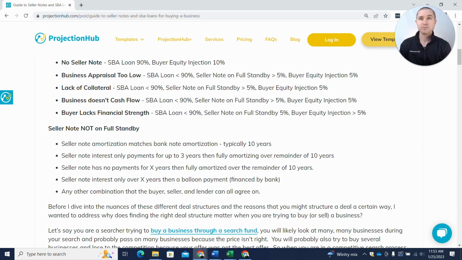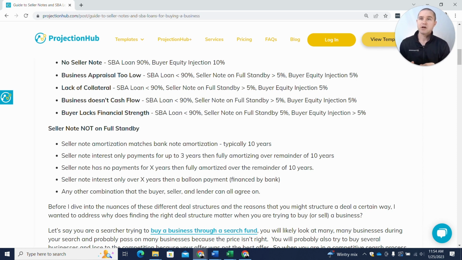If the existing business doesn't cash flow, that's kind of the seller's problem. The seller's trying to get a purchase price higher than what the business has been able to cash flow. So you might be able to convince a seller to put more in a seller note. And then if it's lack of collateral, that could be lack of collateral on the seller side, on the business side, but it could also be lack of personal collateral. It could be a personal financial strength issue on the buyer side as well. So, that's a toss-up, right?